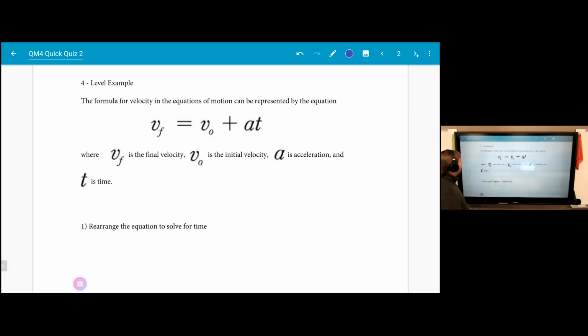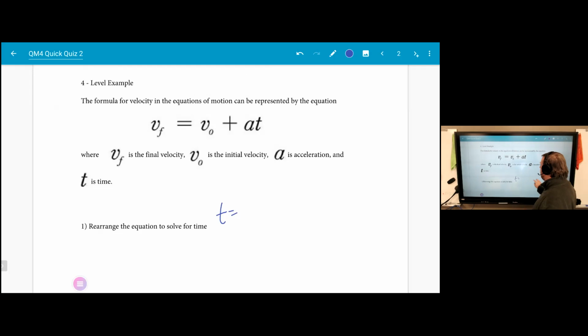Okay, the formula for velocity in the equations of motion can be represented by the equation v sub f equals v sub 0, or v naught, plus at, where v sub f is the final velocity, v sub 0 is the initial velocity, a is acceleration, and t is time. Guess what? It doesn't matter what all those things are, because all it's asking you to do is rearrange the equation to solve for time. All you're trying to do is t equals something.